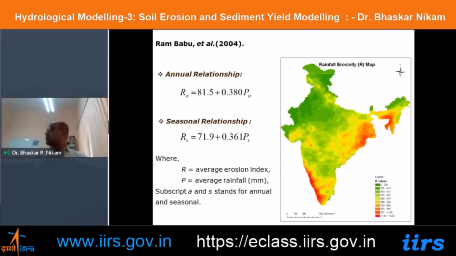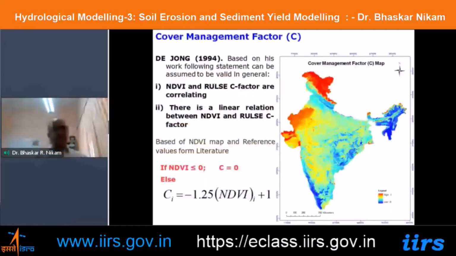Now, the second factor is the cover management factor, which I said we have estimated using NDVI composite. To understand this, first please understand that in erosion estimated using RUSLE, the relation between all the parameters is multiplicative. So erosion is R into K into L into S into C into P. So you understand this is a multiplicative relation.